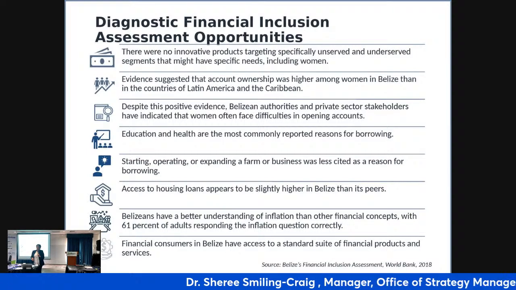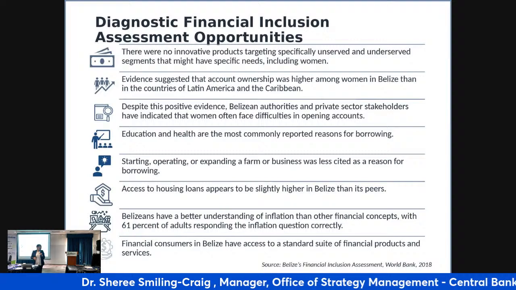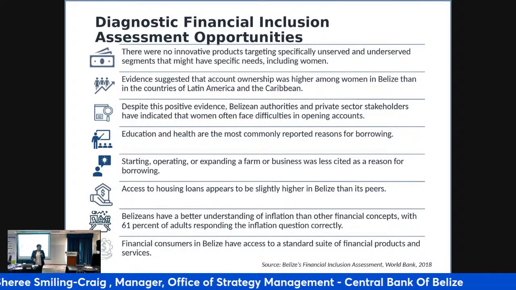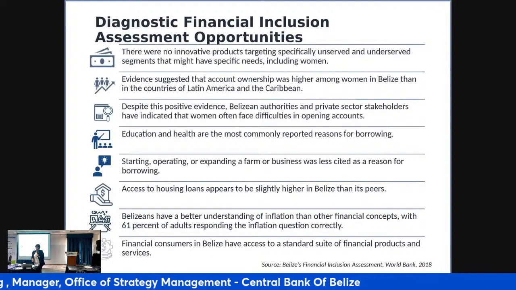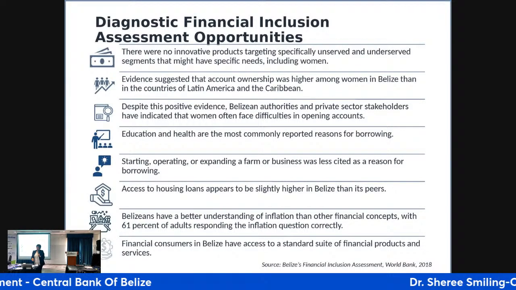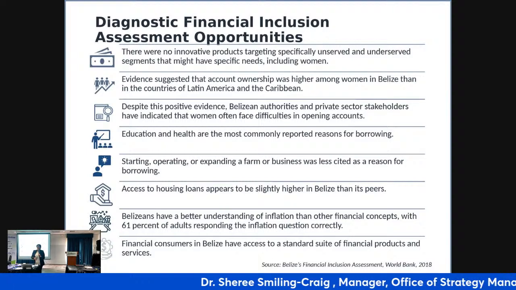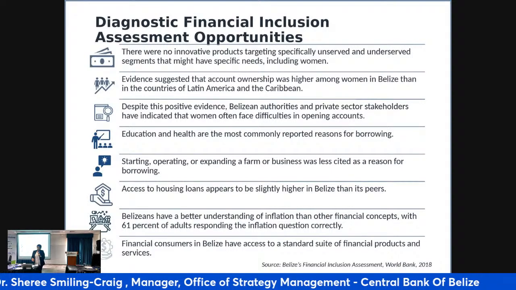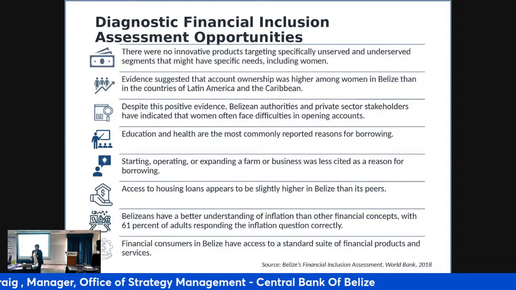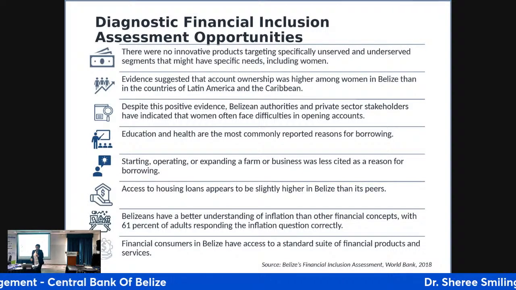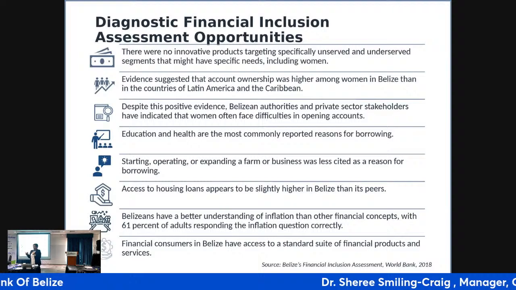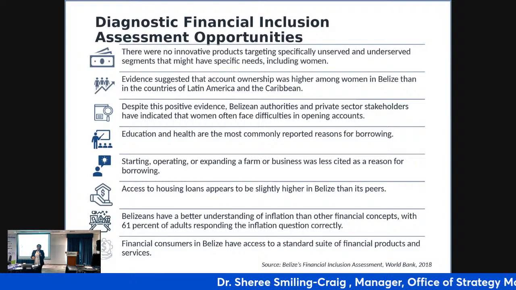Education and health were one of the major areas that people borrowed for education or for health purposes. Starting and operating or expanding a business was cited as a reason, but not as often as education and health. Access to housing loans were slightly higher in Belize than among our other counterparts. And Belizeans have a better understanding of inflation than a lot of the region.